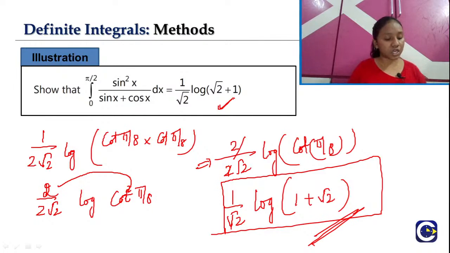So I hope you guys got this point. Even Siddharth and Arun have also proved it. Good guys.